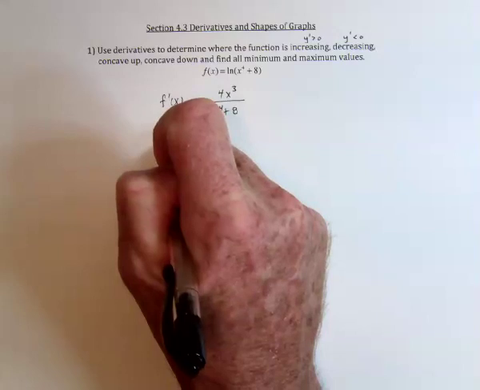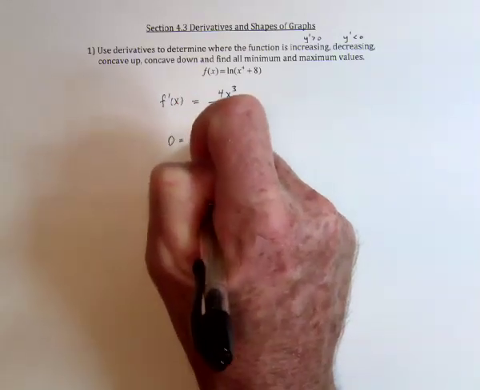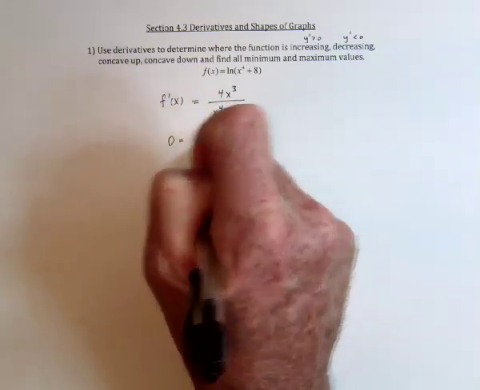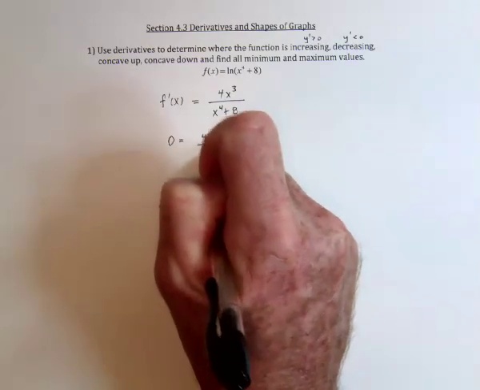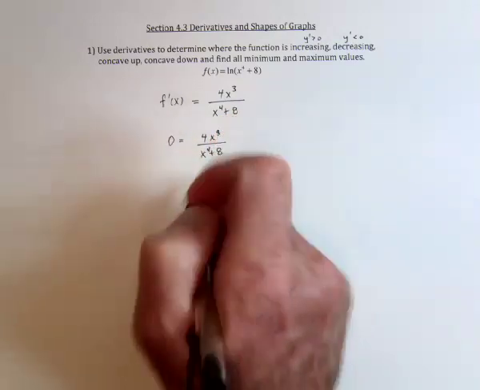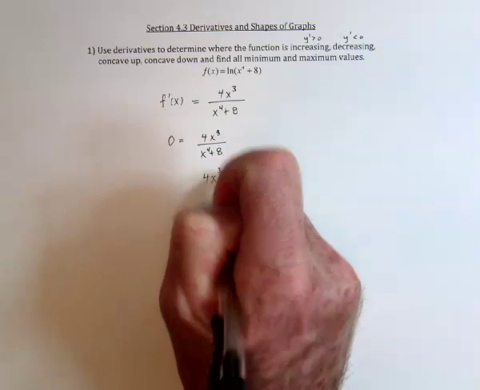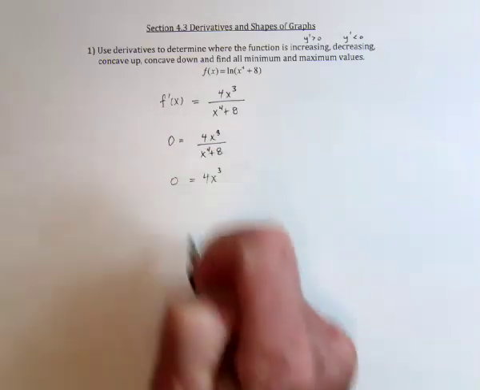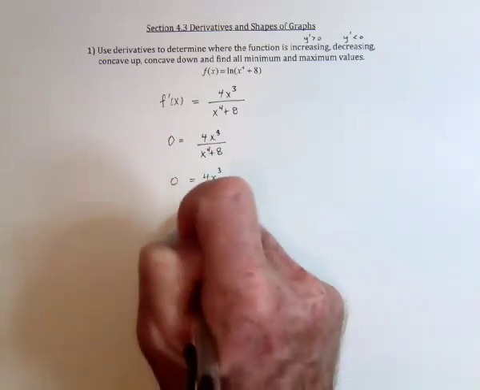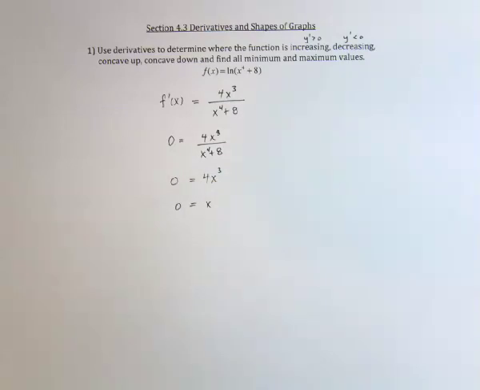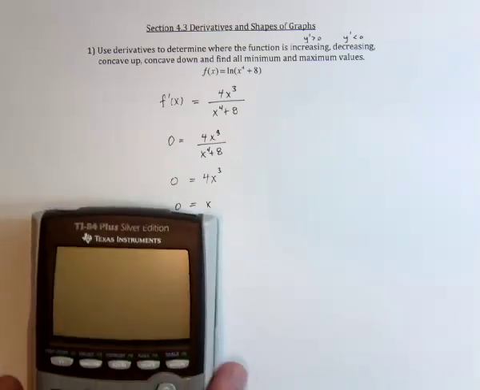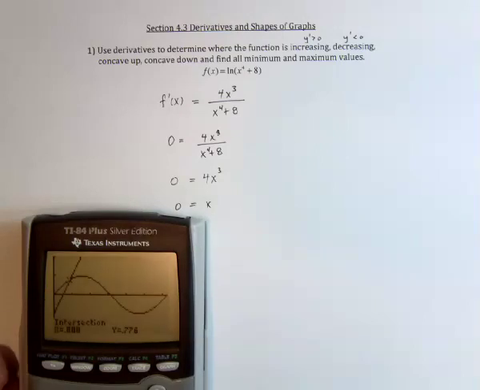But we do need to find out where does the derivative equal 0. And luckily for us, the only way a fraction can equal 0 is if the numerator equals 0. And since we're dealing with only real numbers, no complex roots, then x equals 0 is the only place. So I'd like to verify that on the calculator.